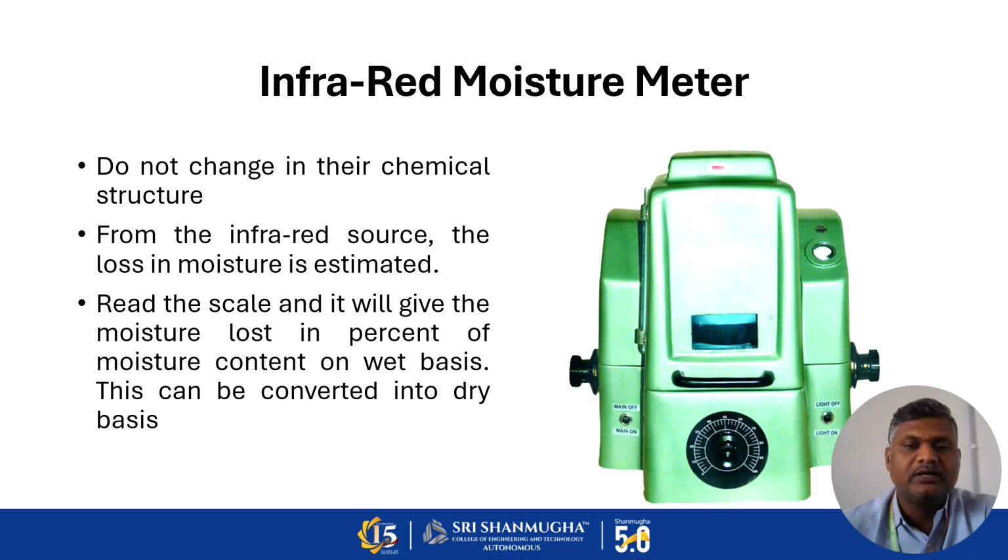Another one is called the infrared moisture meter. It does not change the chemical structure of the sample. This instrument is used for measuring the moisture content directly from the infrared source. The loss in moisture is estimated. Read the scale and it will give the moisture lost as percent of moisture content on wet basis. This can be converted into dry basis later.